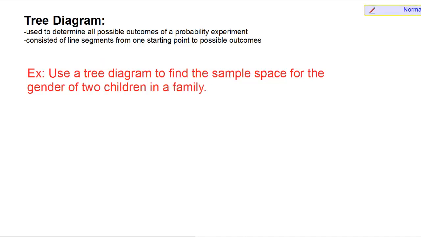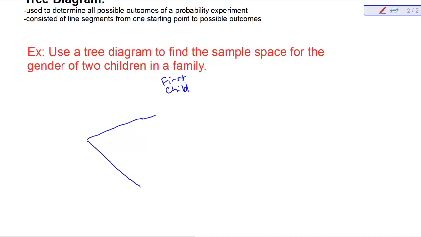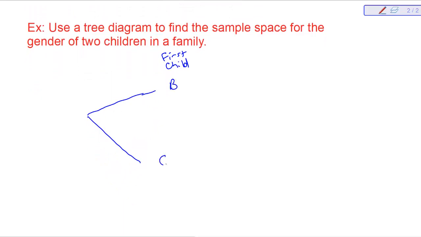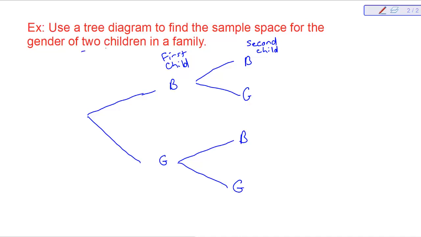Okay, so I want to use a tree diagram to find the sample space for the gender of two children in a family. So I'm going to start off here, and I'm going to have this set of branches, and this is going to represent the first child. Well, what are the possible outcomes for the first child? Well, the first child can be either a boy or a girl. From there, we do the second child. So this is for the second child. And we do it off of each one of our first child branches. What are the possible outcomes for the second child? Well, it's still a boy or a girl. We wanted two children, so I have first child and second child, so I've got them.